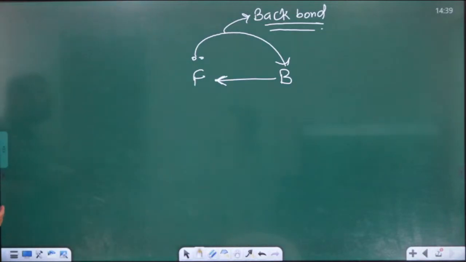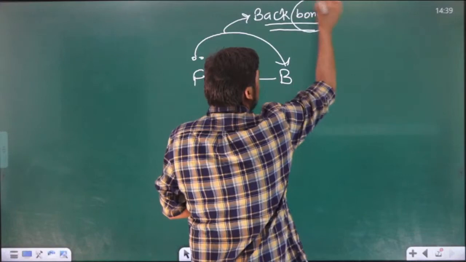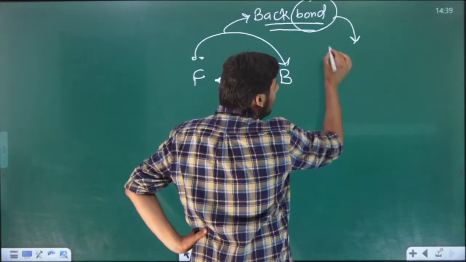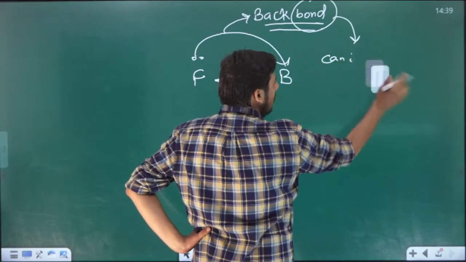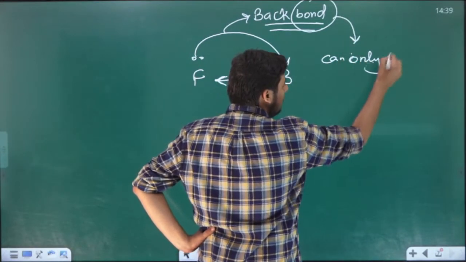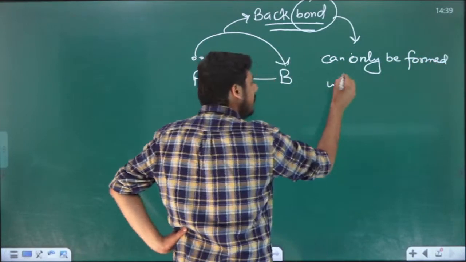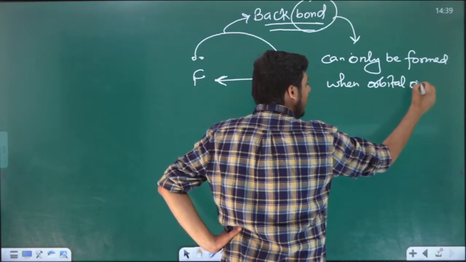Have a look at this particular system. A bond can only be formed when orbitals overlap, according to our VBT theory. What does VBT say? A bond can only be formed when orbitals overlap.